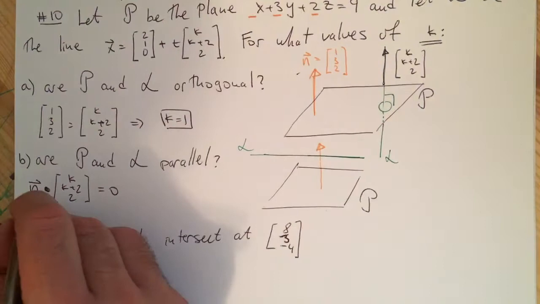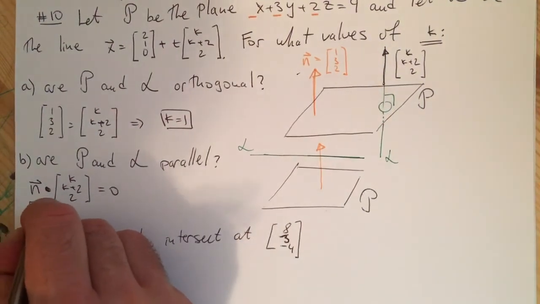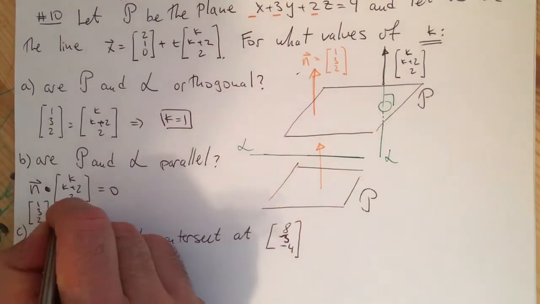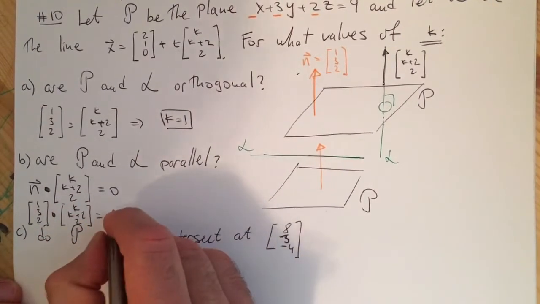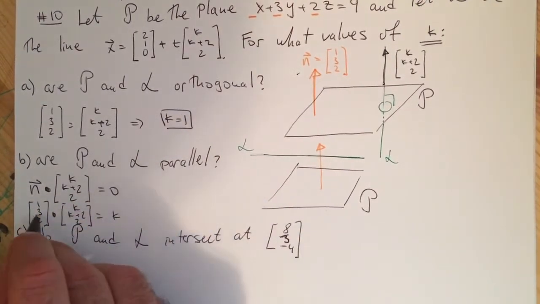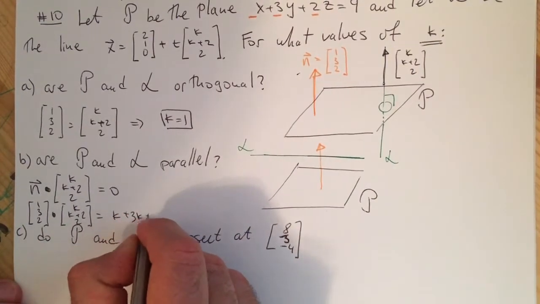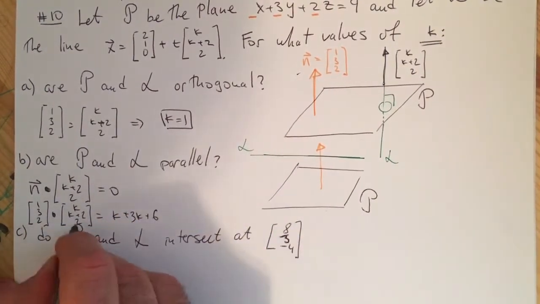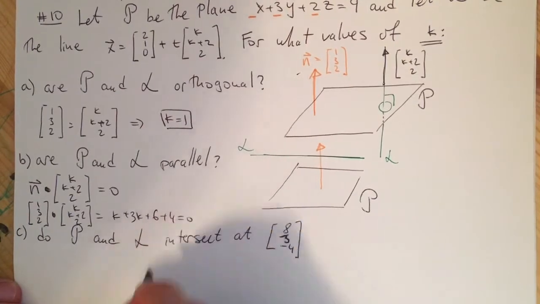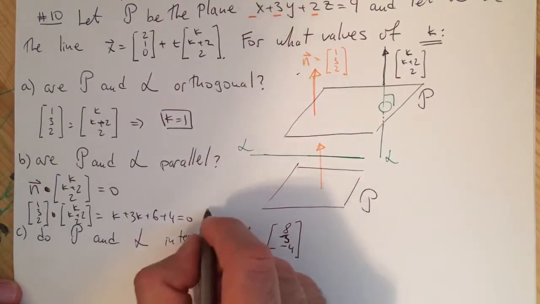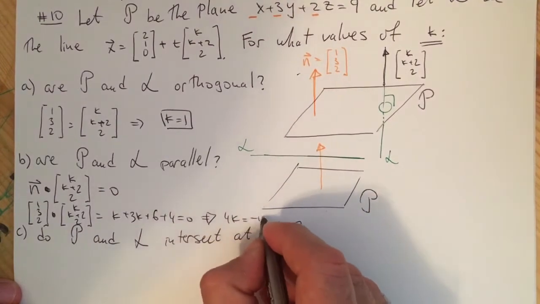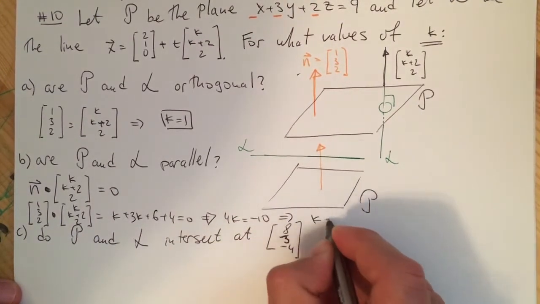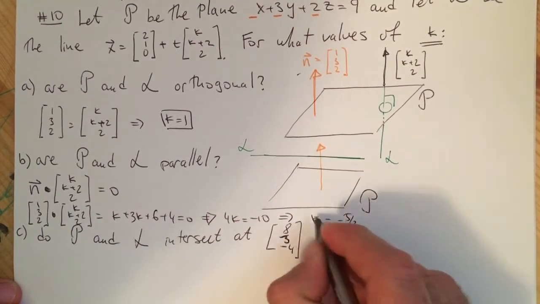Well, now we solve this. n is (1, 3, 2), dot product (k, k plus 2, 2), and this is very simple. That's k. 1 times k is k, 3 times k is 3k, plus 3 times 2 is 6, plus 4 is equal to 0. And from here you just have to solve for k. k is equal to negative 10, or k is equal to negative 5 over 2.